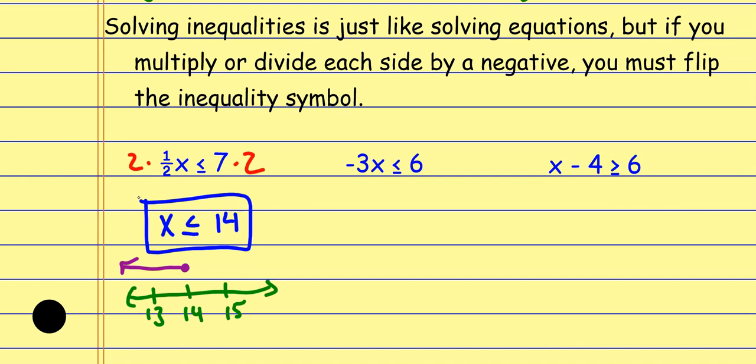If I look at this one, right now I'm multiplying by a negative 3. To undo multiplying by negative 3, I have to divide by negative 3. I have to do that inverse operation. So I'm going to divide each side by negative 3.